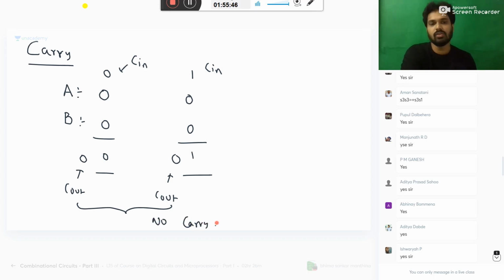Is it okay? You are accepting? When A and B are 0, 0, you need not worry about the carry input. It can be anything. You will not get a carry in the next case. This is the carry coming from the previous stage, and this is the carry going to the next. So when A and B are 0, 0, the carry input can be 1 or 0; it doesn't matter. It will not give any carry to the next stage. Is it okay? Then I will proceed further. This tells the next stage that you need not depend on me, because my carry input can be anything; I don't give any carry. Okay, so next.